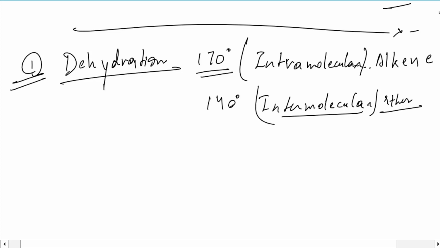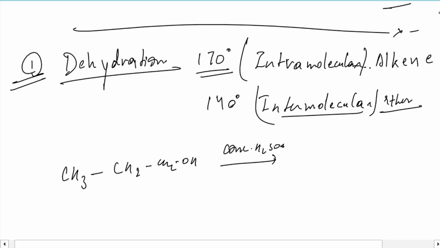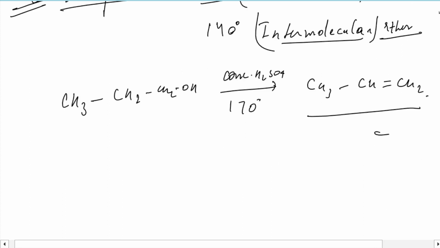So alcohol undergoes dehydration reaction on heating with a protic acid. Suppose it's CH3CH2CH2OH. On reaction with concentrated H2SO4 at 170 degrees Celsius, it will yield CH3CH=CH2. That's an alkene.